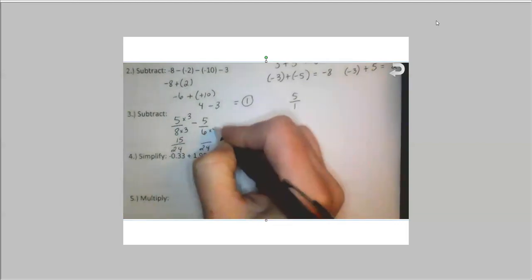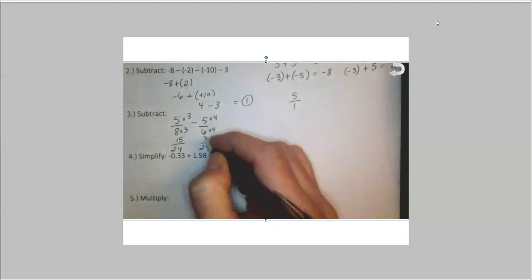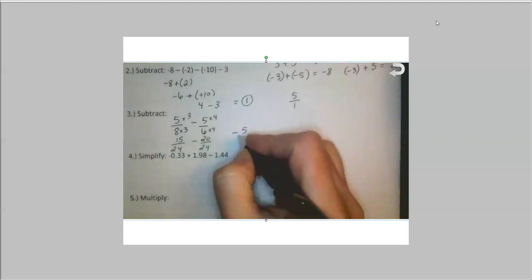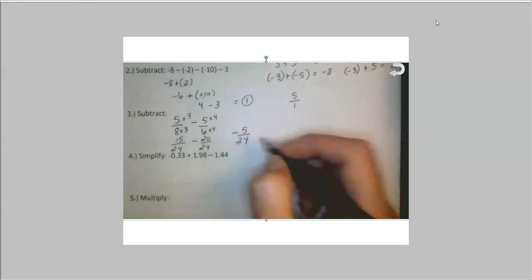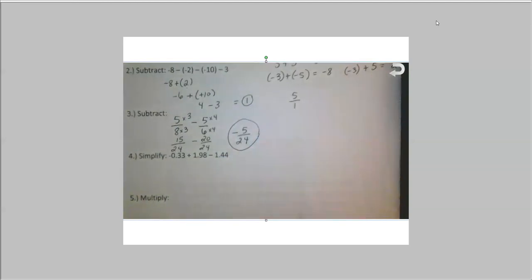6 times 4 is 24, so I have to multiply the top by that same value to get an equivalent fraction, and then we subtract. 15 minus 20 would give me a negative 5, and the denominator stays the same. Okay, so just make sure that that negative is included in the fraction somewhere.